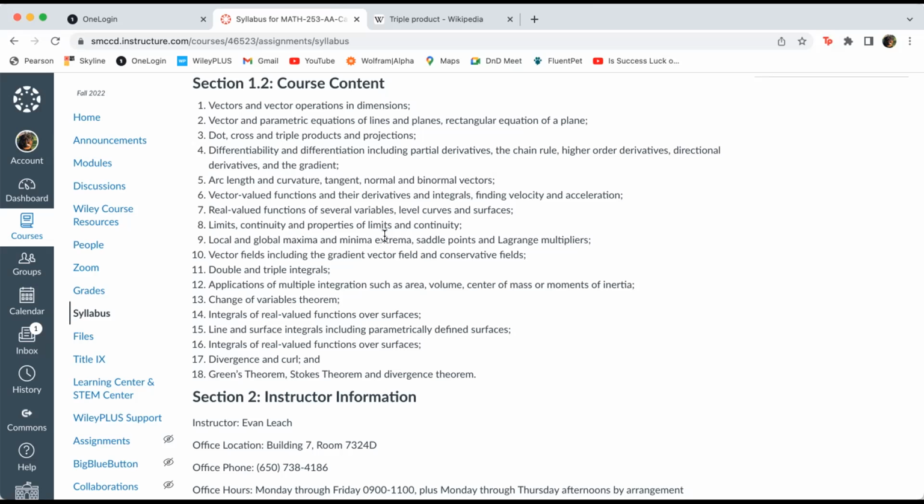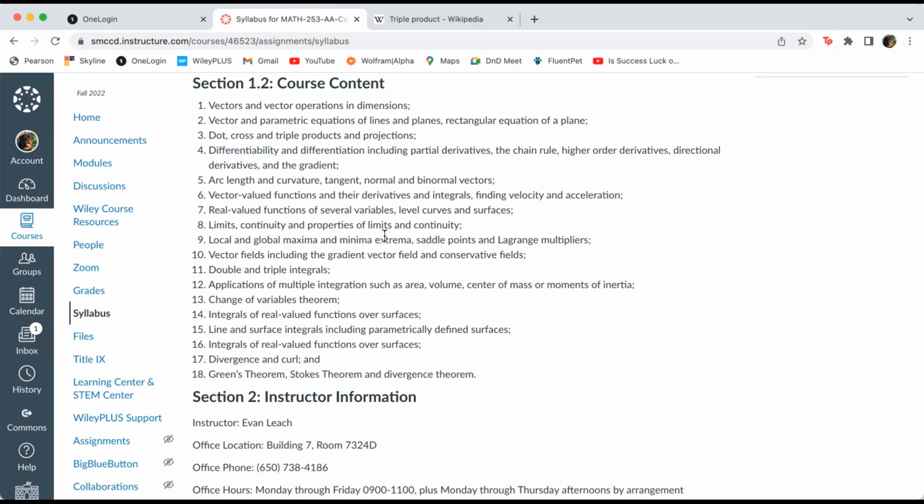Saddle points and Lagrange multipliers. Lagrange multipliers is just constrained optimization problems. We had a few problems in that section. Vector fields. I'm like, well, didn't you talk about vector valued functions? That's fine. Vector fields, including the gradient vector and conservative fields. We talked about conservative fields. That came up a couple weeks ago. Awesome. Double and triple integrals over a region, over a solid. What's x between? What's y between? What's z between? We even did that stuff in cylindrical coordinates and spherical coordinates.